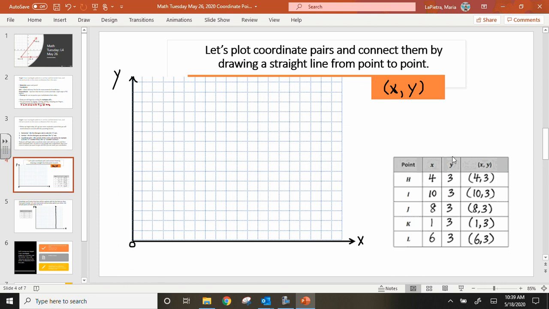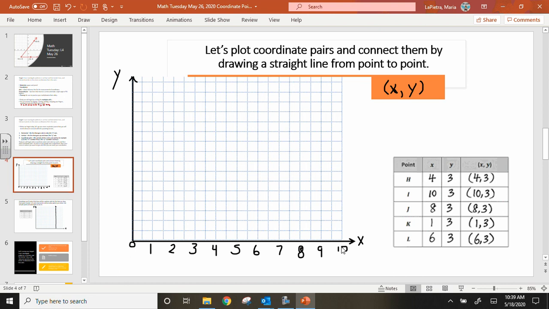Let's make our scale, and by looking over here, our biggest point is 10. So let's count by tens when we do our scale. 1, 2, 3, 4, 5, 6, 7, 8, 9, and 10. That's on my x.